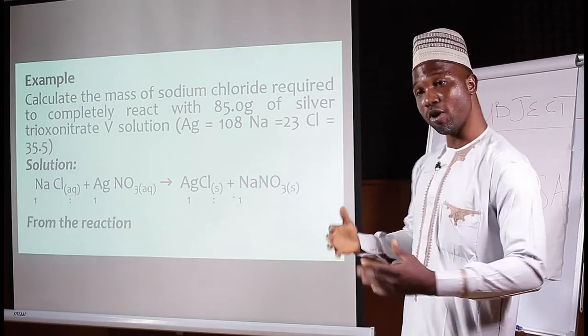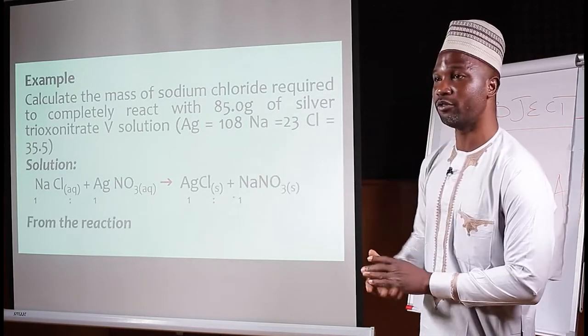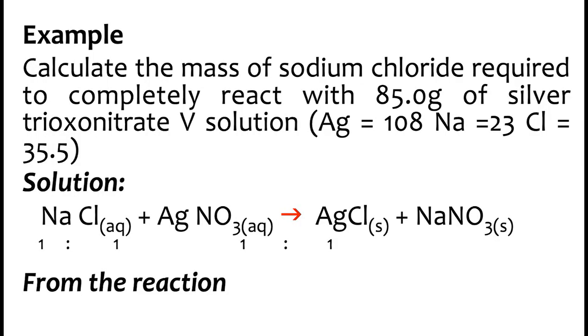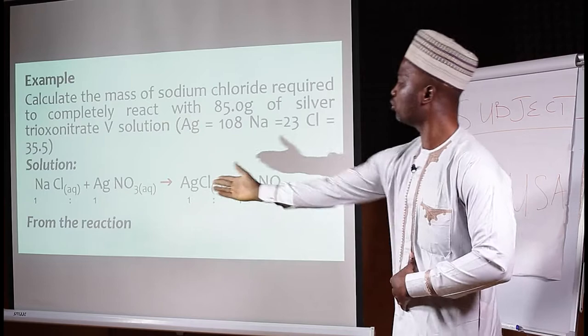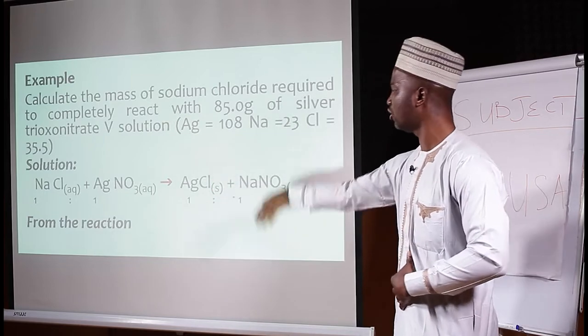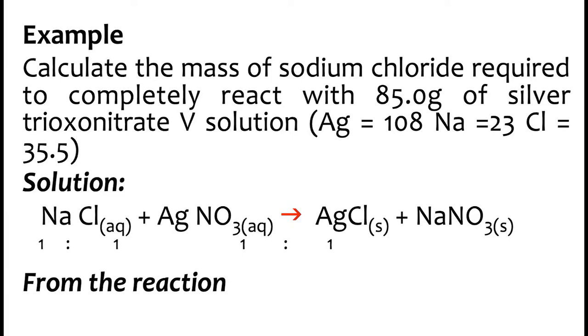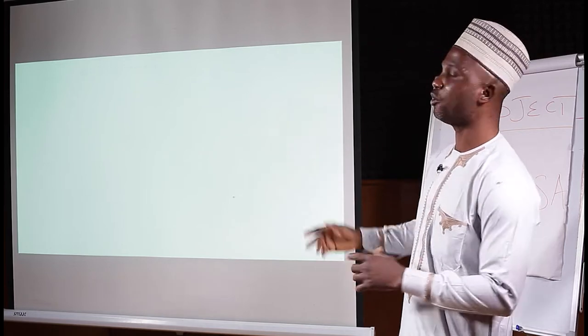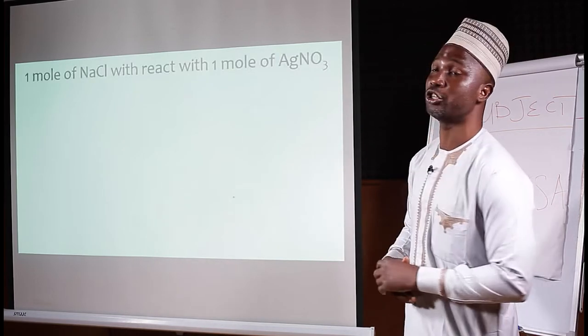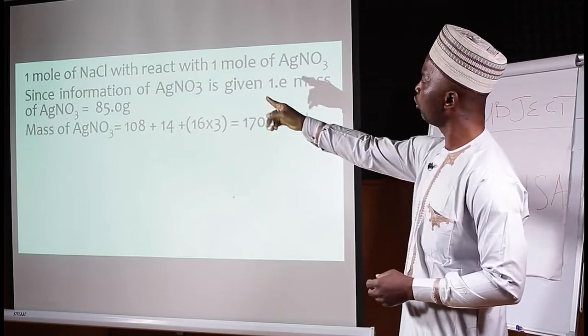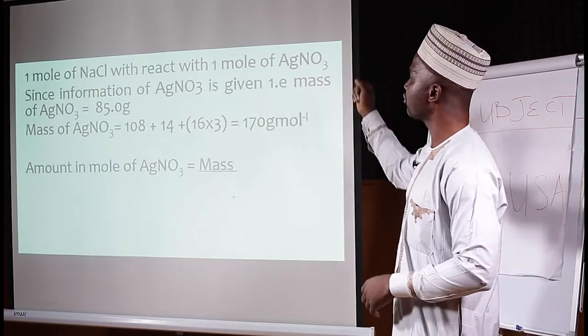First and foremost, you must show the stoichiometry, which is the equation of the reaction. You can see sodium chloride reacting with silver trioxonitrate(V) to give you silver chloride plus sodium trioxonitrate(V). The mole ratio of both reactants and products is 1:1:1:1, meaning that 1 mole of sodium chloride reacts with 1 mole of silver trioxonitrate(V) to give 1 mole of silver chloride and 1 mole of sodium trioxonitrate(V). So you can relate 1 mole to 1 mole since they are in the same ratio. That's why we say 1 mole of sodium chloride will react with 1 mole of silver trioxonitrate(V).